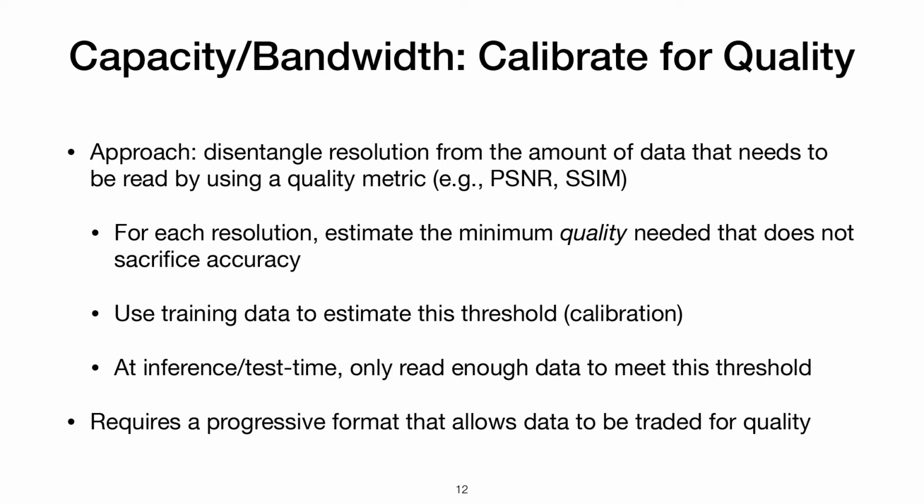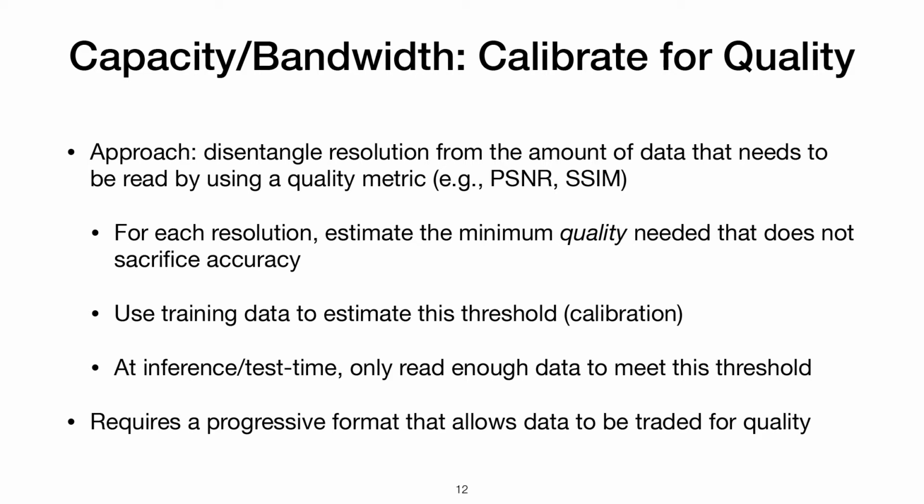Next, we move to our approach for minimizing used capacity or bandwidth, calibrating the amount of data that is being read for quality. In other words, we want to separate resolution from the amount of data that needs to be read. For each resolution, we estimate the minimum image quality according to some quality metric like structural similarity that does not sacrifice model accuracy. To do this, we can leverage the training data in each dataset and reserve a small slice for this calibration process to estimate this image quality threshold. At inference or test time, we only read the amount of data that is required to meet this quality threshold.